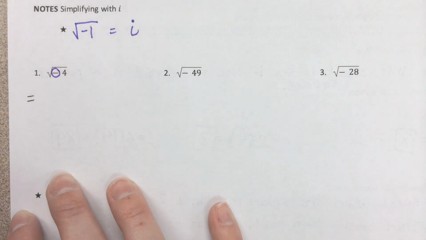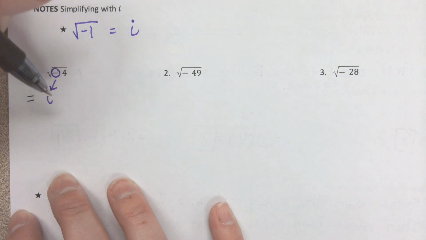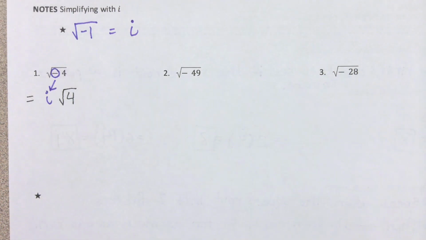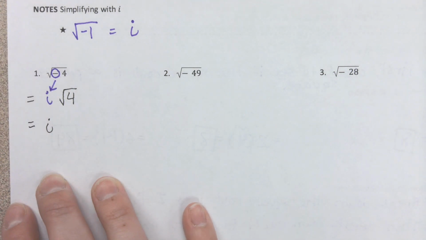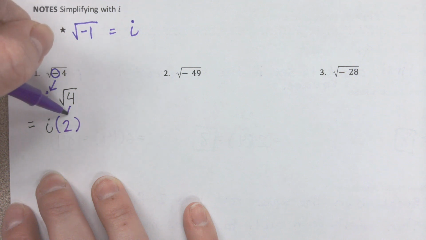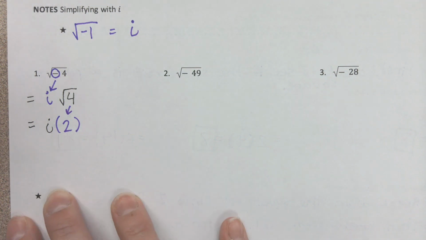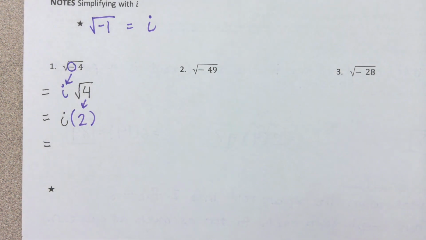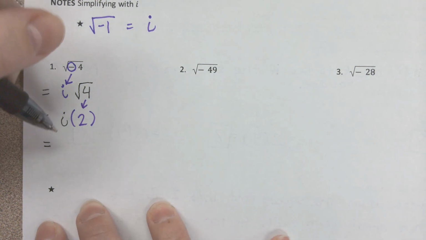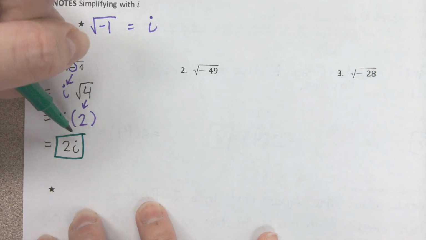So we're going to rewrite that negative as an i, and then we'll have the square root of 4, no negative underneath. This becomes i times 2, which is the square root of 4. This last step is a formality. With your experience working with numbers in x, we always put the number first and then the letter. So we're going to write this as 2i. Make sure you put them in the right order.